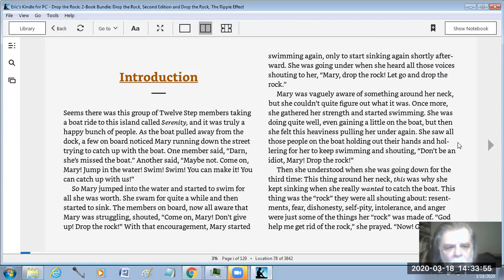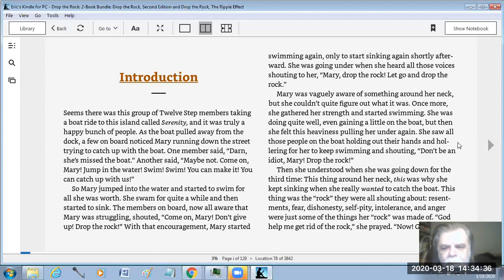Seems there was this group of 12-step members taking a boat ride to this island called Serenity. It was truly a happy bunch of people. As the boat pulled away from the dock, a few on board noticed Mary running down the street, trying to catch up with the boat. One member said, "Darn, she missed the boat." Another said, "Maybe not. Come on, Mary. Jump in the water. Swim. Swim. You can make it. You can catch up with us." So Mary jumped into the water and started to swim for all she was worth. She swam for quite a while and then started to sink. The members on board, now all aware that Mary was struggling, shouted, "Come on, Mary. Don't give up. Drop the rock."